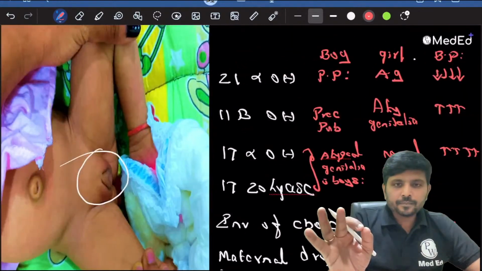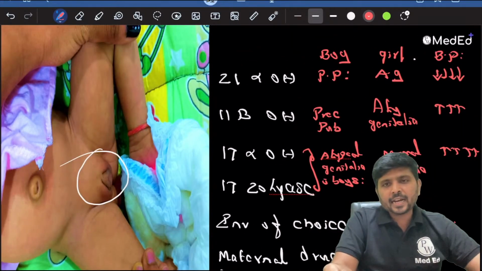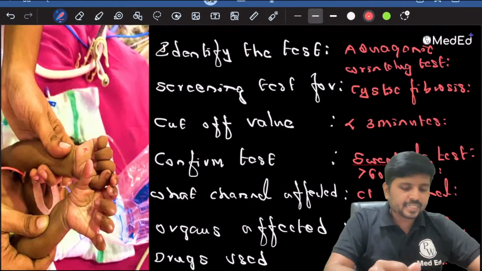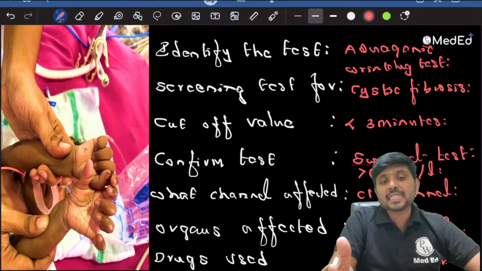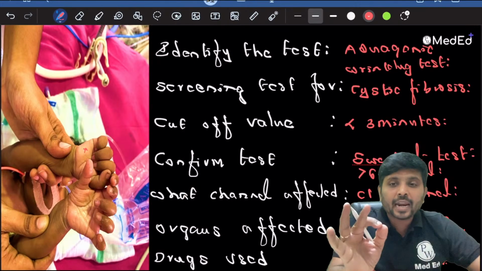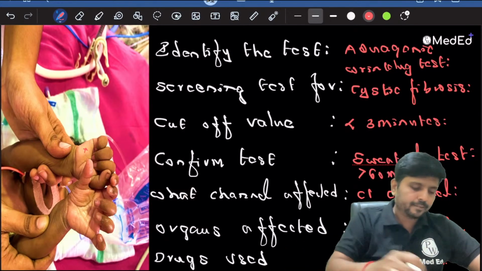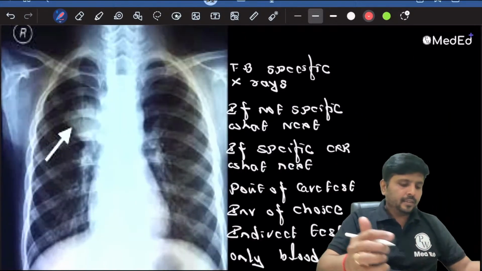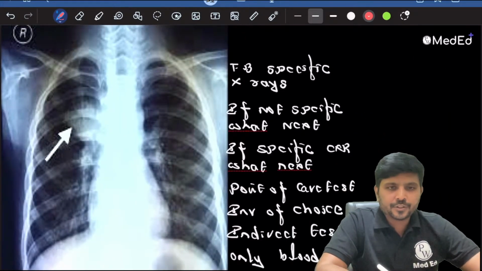So first, atypical genitalia, congenital adrenal hyperplasia. Second, small points on cystic fibrosis. This is called aquagenic wrinkling test. Right.